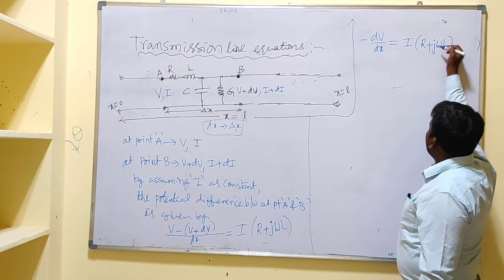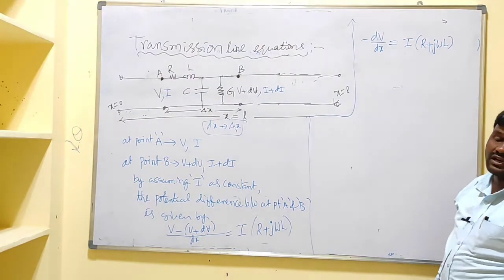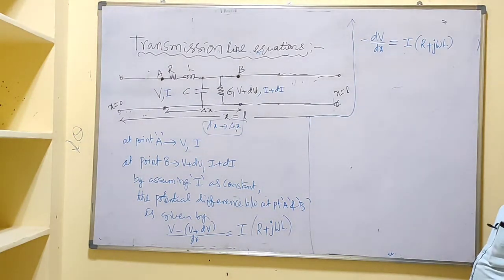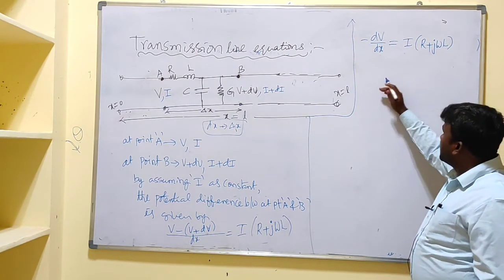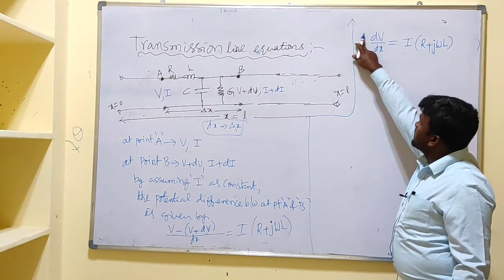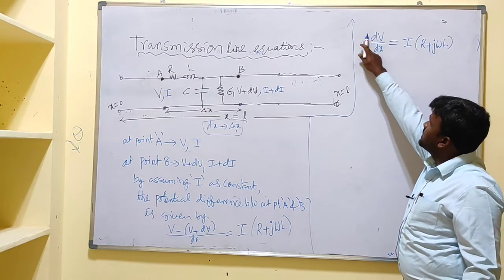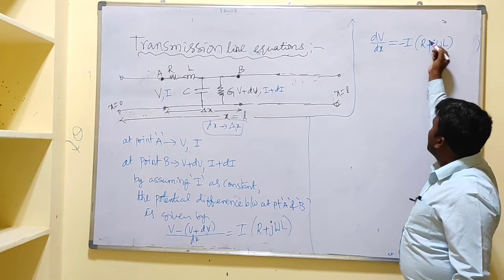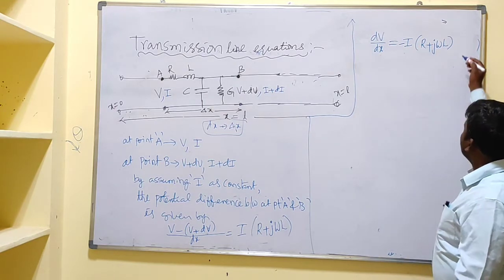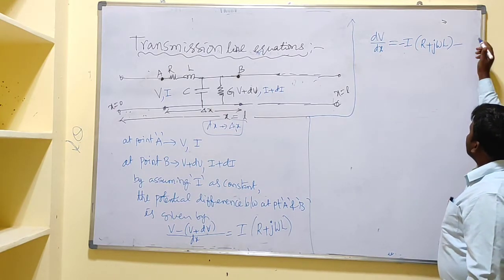What are this L and R? These are the primary constants of the transmission line. Multiplying with minus on both sides, minus into minus becomes plus, and here we will get minus dV by dx equal to I into R plus j omega L. It is one of the transmission line equations.